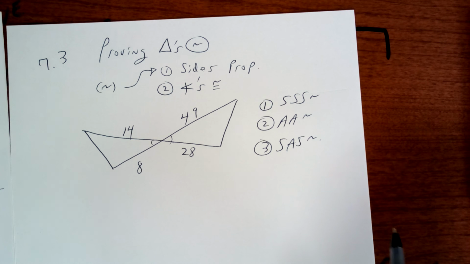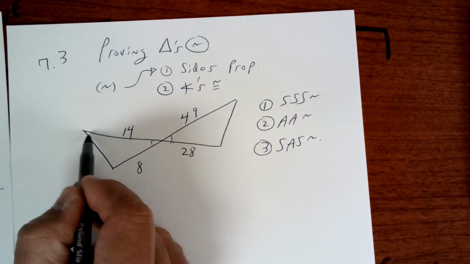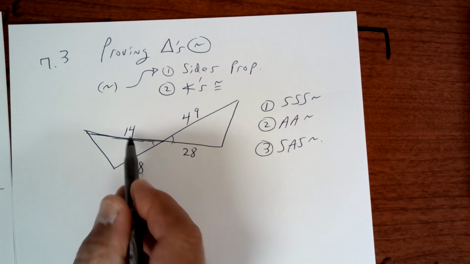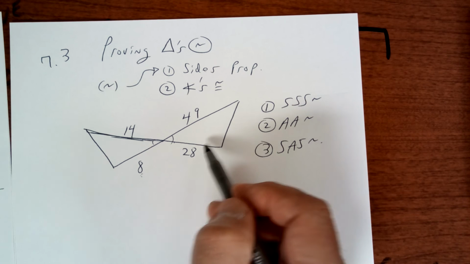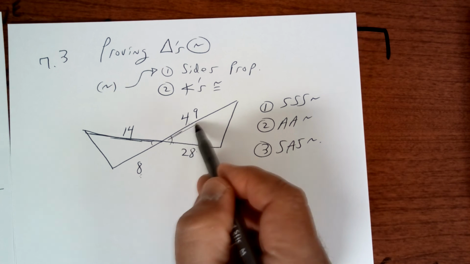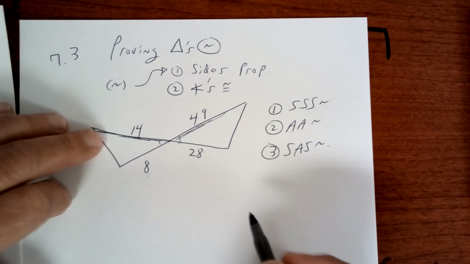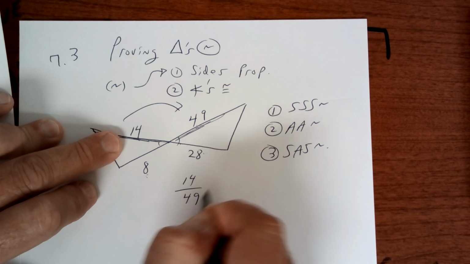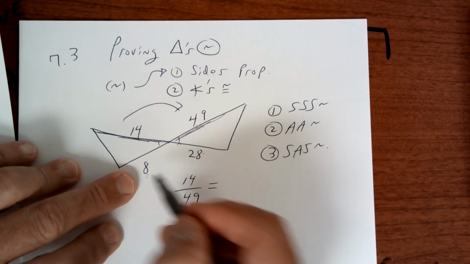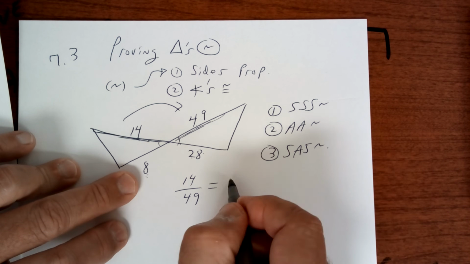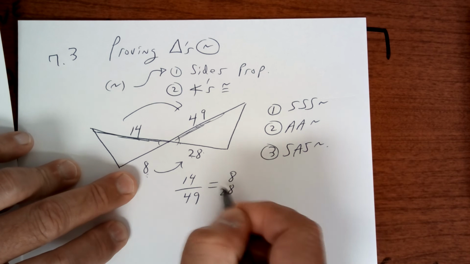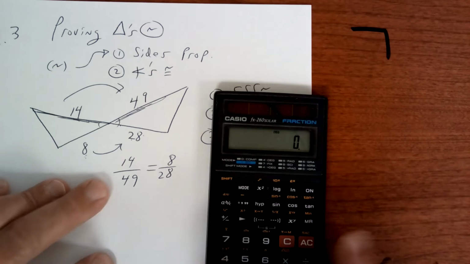Now look here. You see how this side is the biggest side and this one's smaller? And over here, 49 is the bigger side. So we're going to match the bigger side with the bigger side. We're going to go this way. So we're going to say 14 over 49. Is that equal to 8 over 28? Let's see if they're equal. Okay, we're lining up the sides.